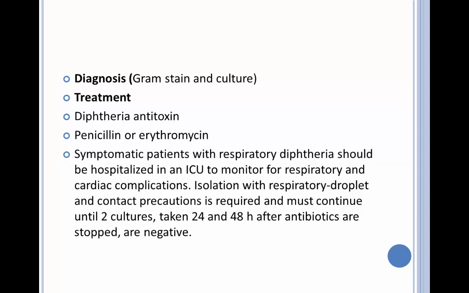Symptomatic patients with respiratory diphtheria should be hospitalized in the ICU and monitored not only for respiratory distress but also for cardiac complications.